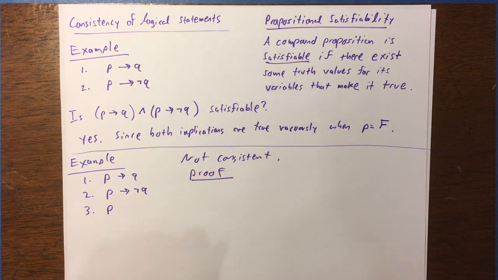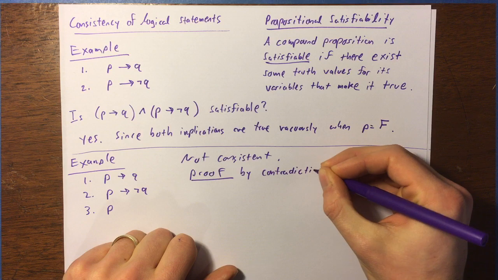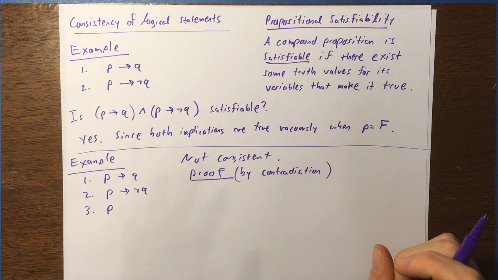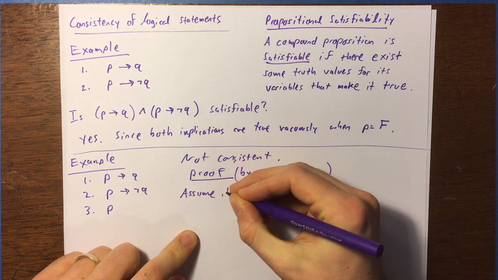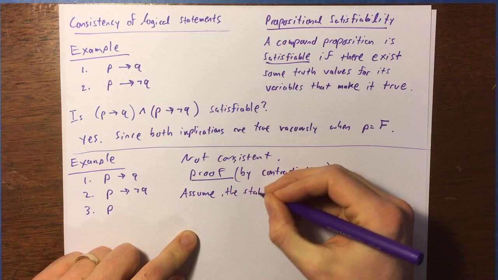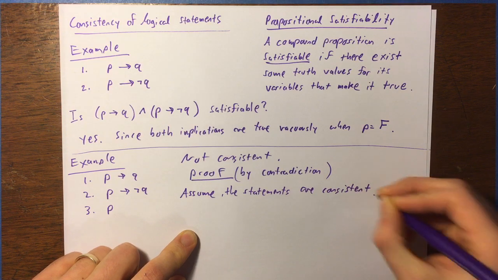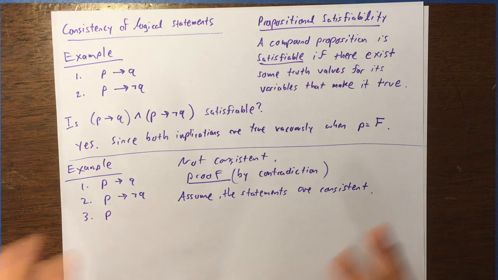So, the proof that these are not consistent. We're going to use a strategy called proof by contradiction. Now, we're going to go into much more detail on this strategy later in the chapter, and we're going to practice using it. I'll get into the gist of it. In this case, we're going to start by assuming that the statements are consistent. What we want to do is prove that they're not consistent. We're assuming that they are consistent, and then by that assumption, we're going to discover a contradiction. And that will show that the assumption we made must have been false, and therefore they're not consistent.